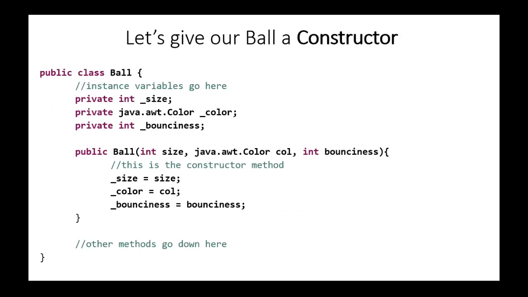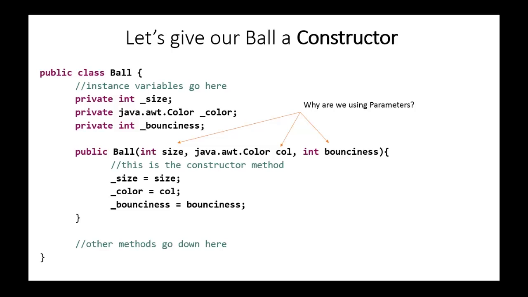So let's give our ball a constructor. Here are the instance variable declarations that we just went over. And here is our new constructor method. As you can see, it's got its own open curly brace, its own closing brace, and everything in here is within the constructor method. So all of this will be executed when a new instance of ball is created.